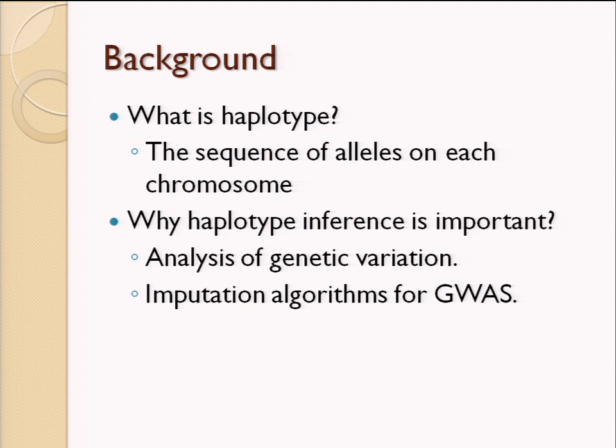Number one, what is a haplotype? I think most of you are familiar. A haplotype is basically a sequence of alleles on the chromosomes, which come in pairs, so the haplotypes are in pairs. And what is the problem? Haplotype inference. This is associating haplotypes to analyze genetic variation. Also, we develop imputation algorithms for genome-wide studies.